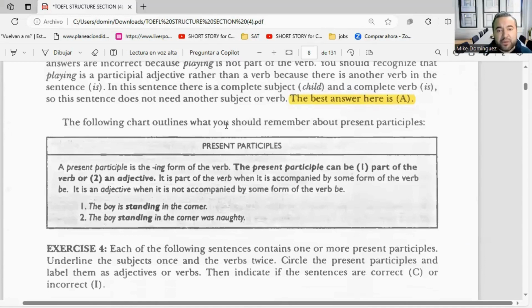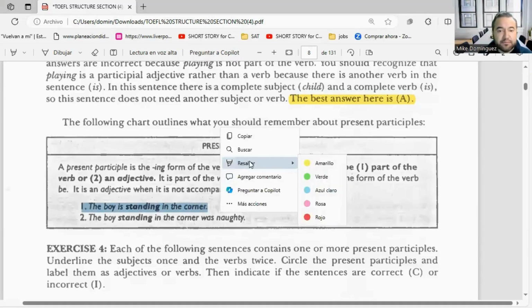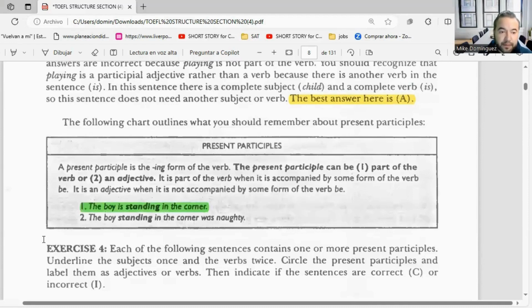Now, present participle. The following chart outlines what you should remember about present participle. A present participle is the ing form of the verb. The present participle can be part of the verb or an adjective. It's part of the verb when it's accompanied by some form of the verb be. It is an adjective when it's not accompanied by some form of the verb be. Example number 1, the boy is standing in a corner. Is that a verb or an adjective? Standing? Yes, it's part of the verb because it has a verb.